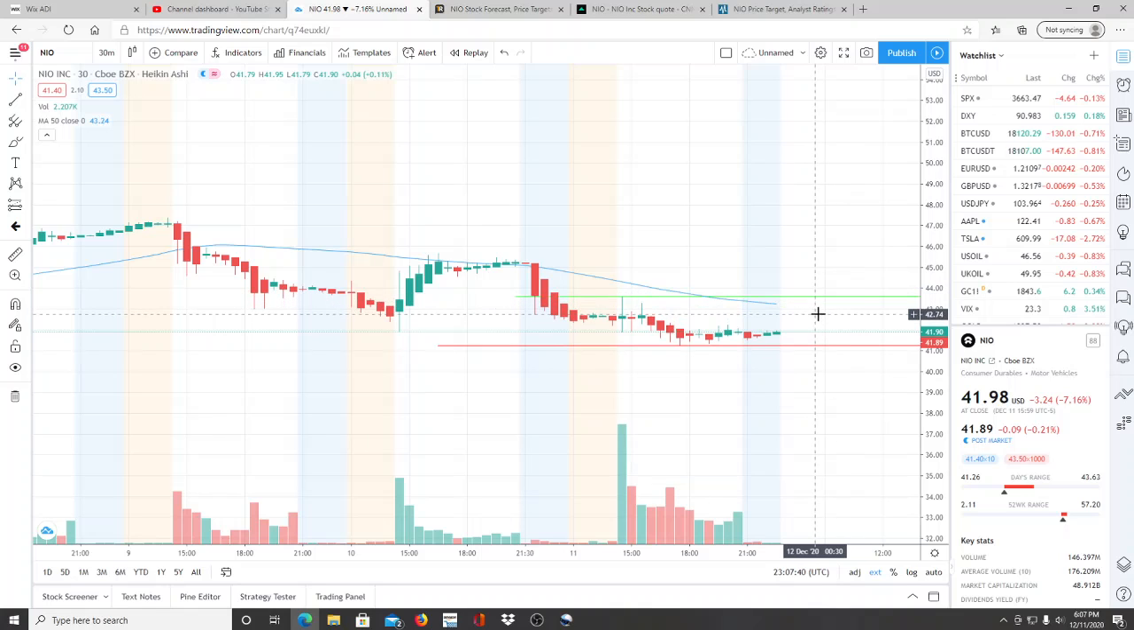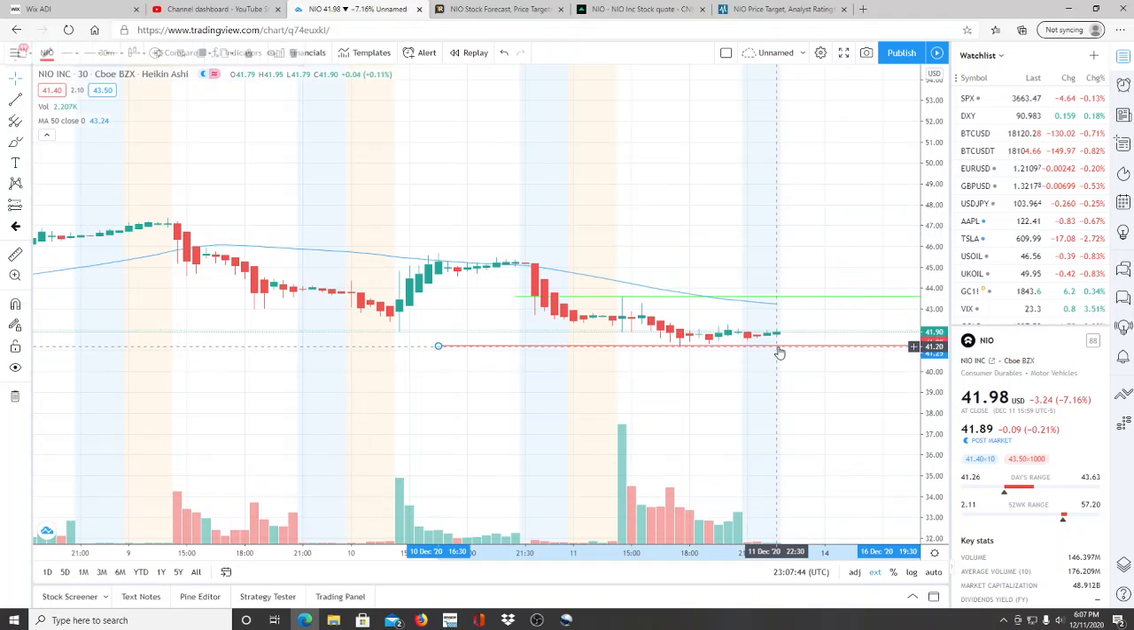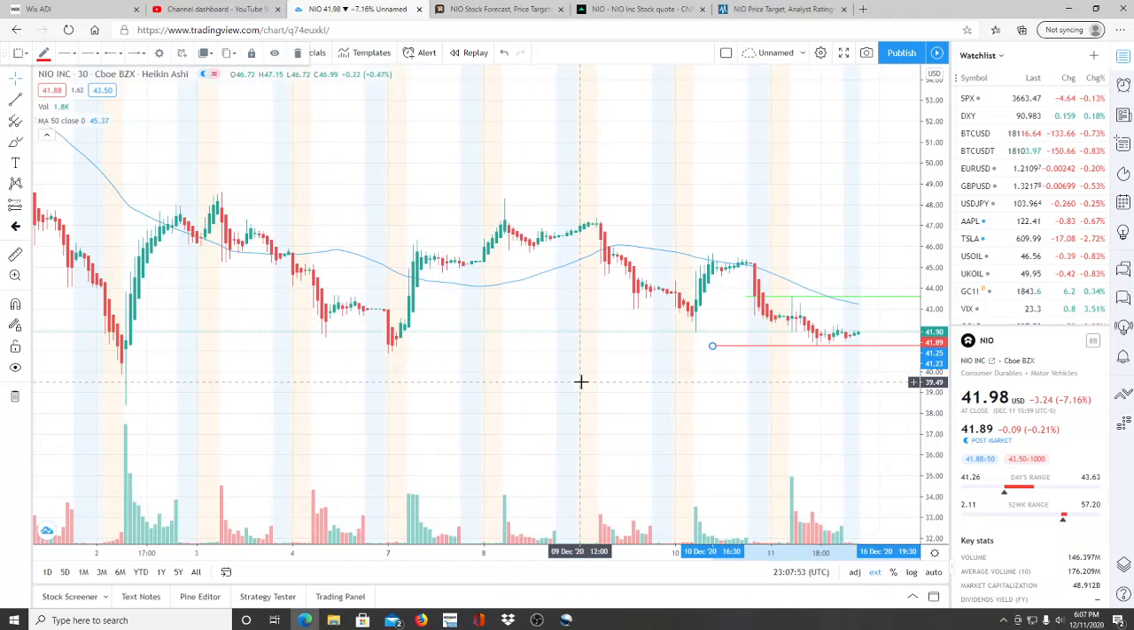If we're below it, we're in bearish territory. If we're above it, we're in bullish territory. So our support down here is 41.25. If that gets broken through, I'd pay very close attention to how this stock is reacting. How quickly is it moving to newer lows?